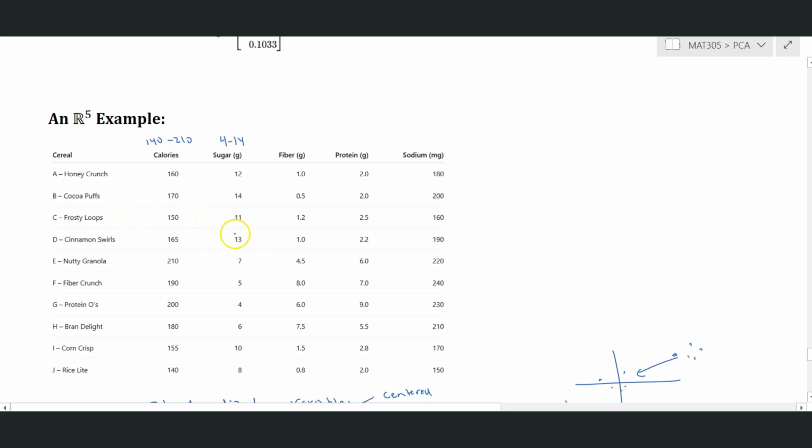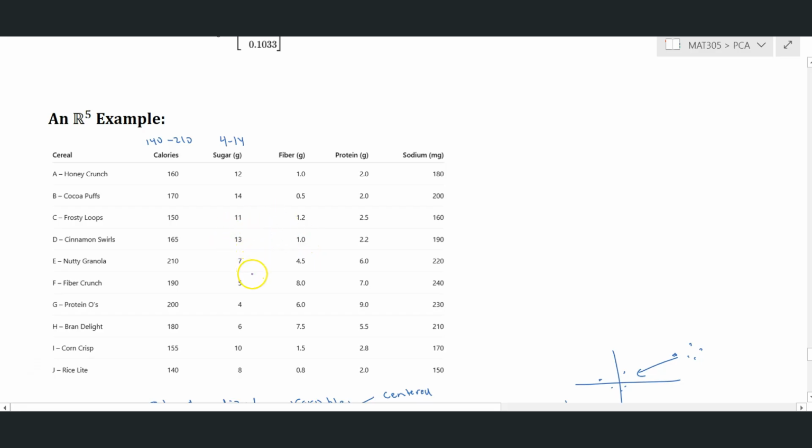Well, look at this. Cinnamon Swirl, highest in sugar, one of the lower ones in calories, really low in fiber, low in protein compared to some cereals, and lower in sodium. Now, sodium is probably not something that we would consider to be a healthy thing going up higher, but we do notice that that's what our data is comparing, right?